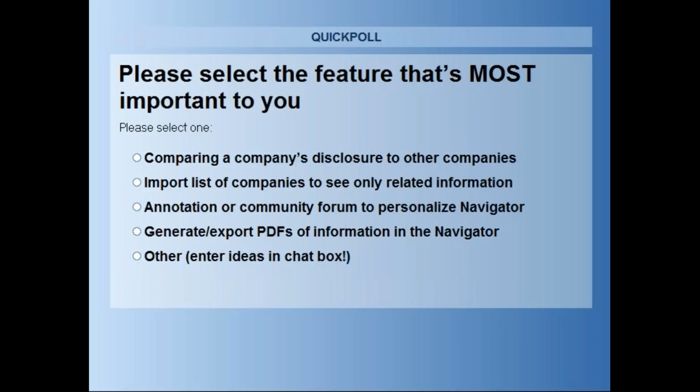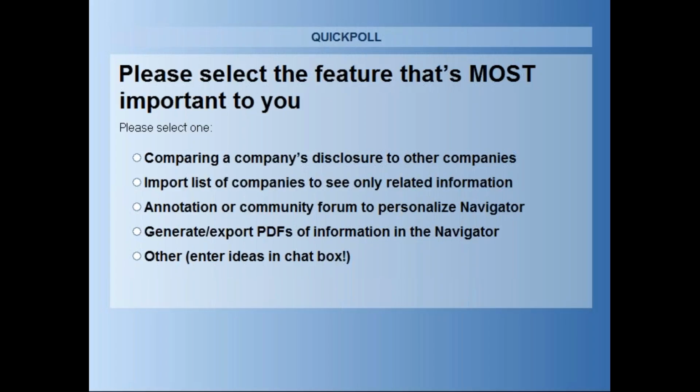So we basically looked at four different ideas over the last few polls. We had comparisons, and some of you said which comparisons were better. We had an import feature, and some of you said which was better. We had annotation or forums, so that's a personalization feature, and exporting or generating PDF. So of those four, depending on which option we go with within each of those, if you think about them as different types of features, which is going to be most important to you?